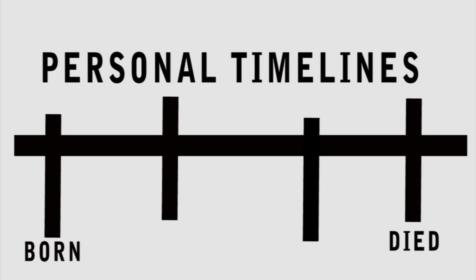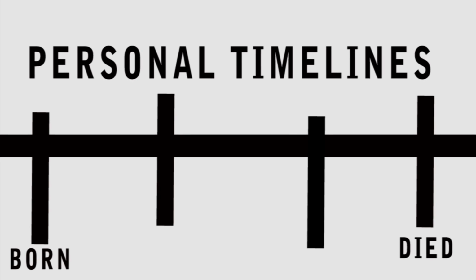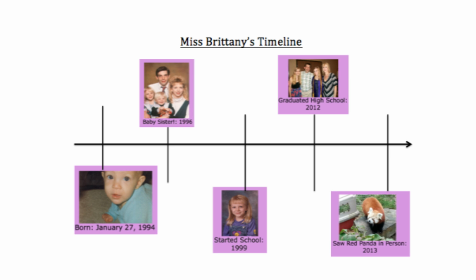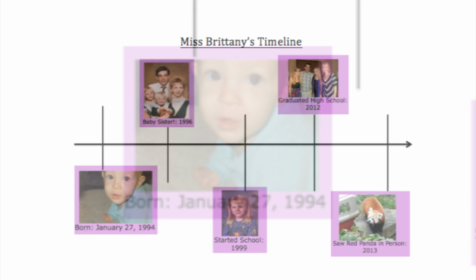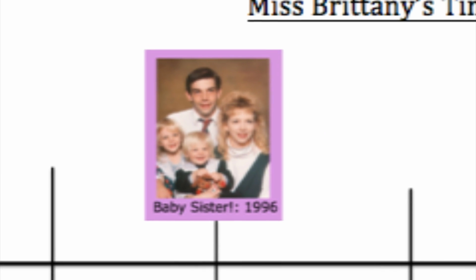Let's take a look at my personal timeline to get a better idea and look at the important parts of a timeline. This is my timeline. It shows 5 important events that happened in my life, starting with being born and ending with an event that happened more recently, seeing a red panda in person.